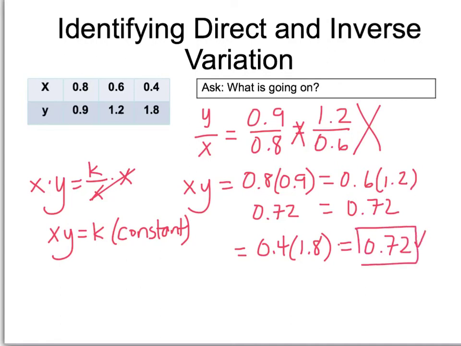And because that product is what's the same, that's our equation. It's 0.72 over x. And that's the equation for this, and this is an inverse variation. We'll have a couple more of those towards the end of the video for you to try on your own, and then we'll go over them like we always do in our videos. Okay, moving forward.